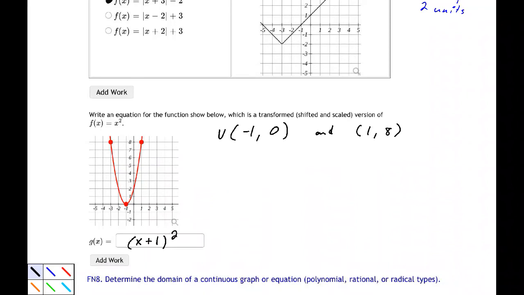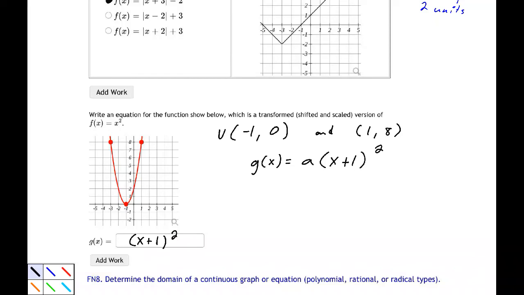However, we do know that this function is scaled, right? It is scaled because that is stretched. So, I'm going to write this as f of x, or g of x actually is what it's called. G of x equals a, parentheses, x plus 1, parentheses, squared. Because I don't know what that stretch factor is, I'm leaving the a there.